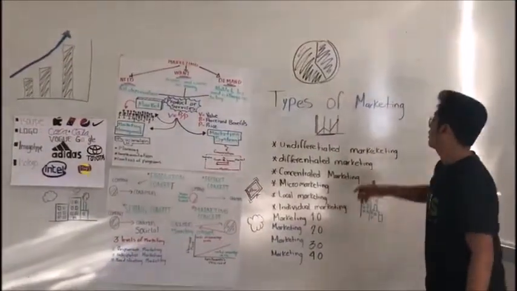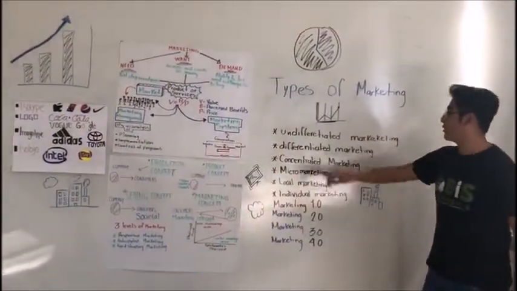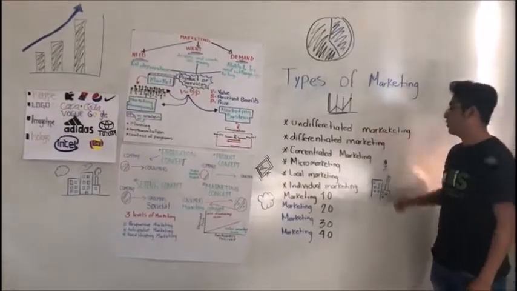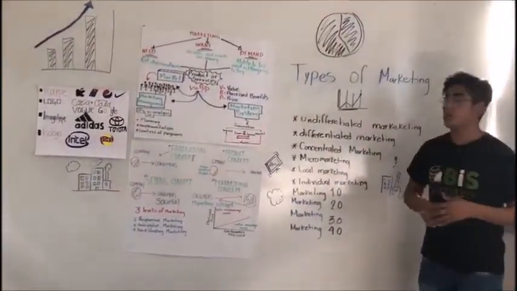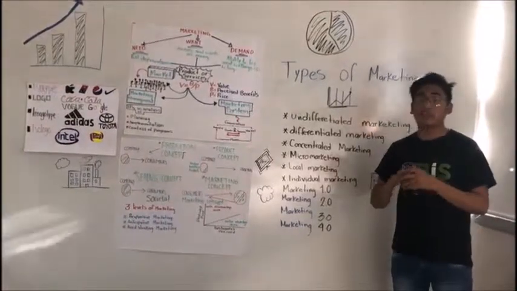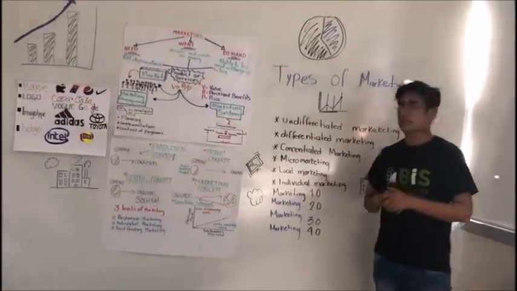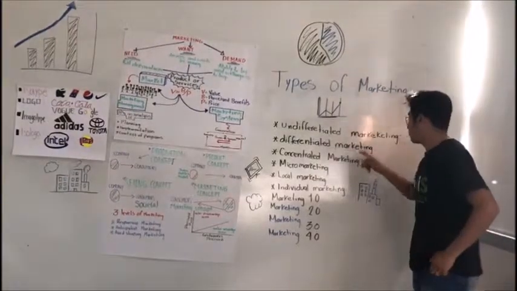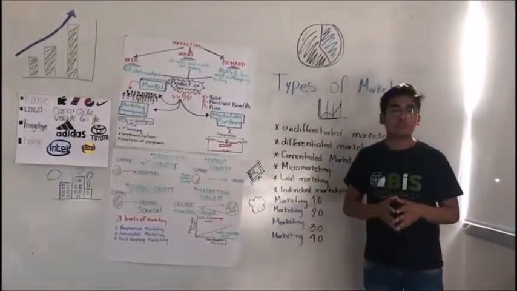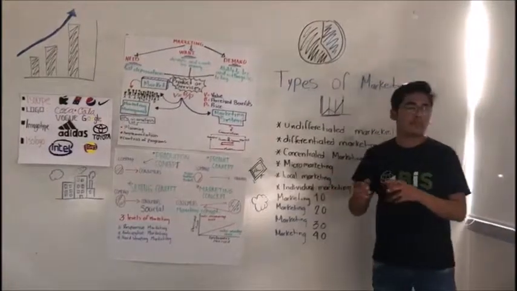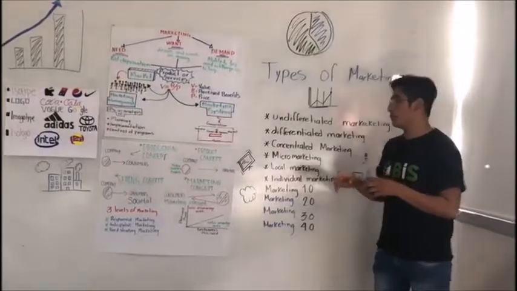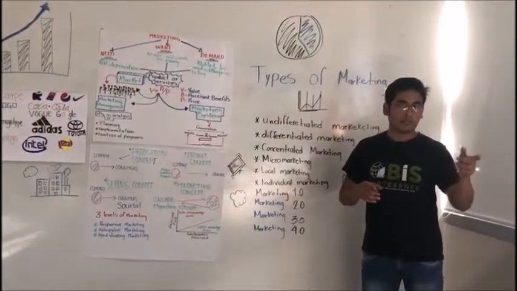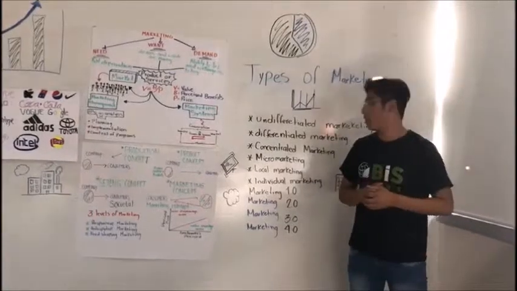I'm going to explain types of marketing. The first one is undifferentiated marketing. What is that? It is when the product is for all people, like you and me. For example, basic products like food. And differentiated marketing is when you make a different product for different persons. For example, I make a vitamin for the older person.